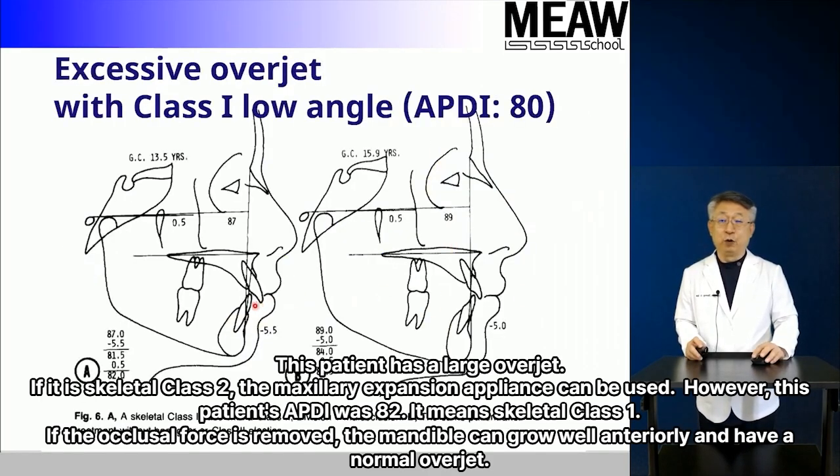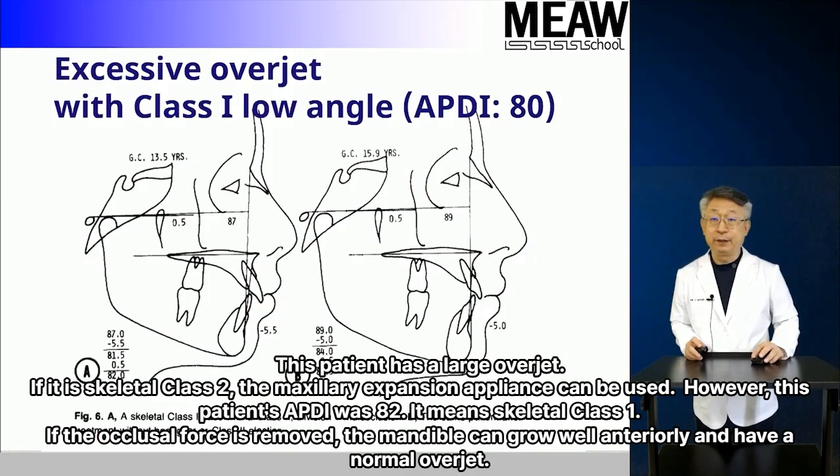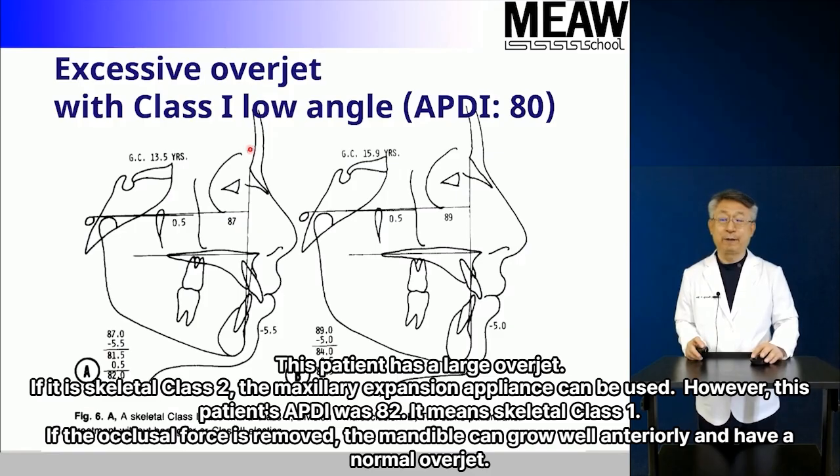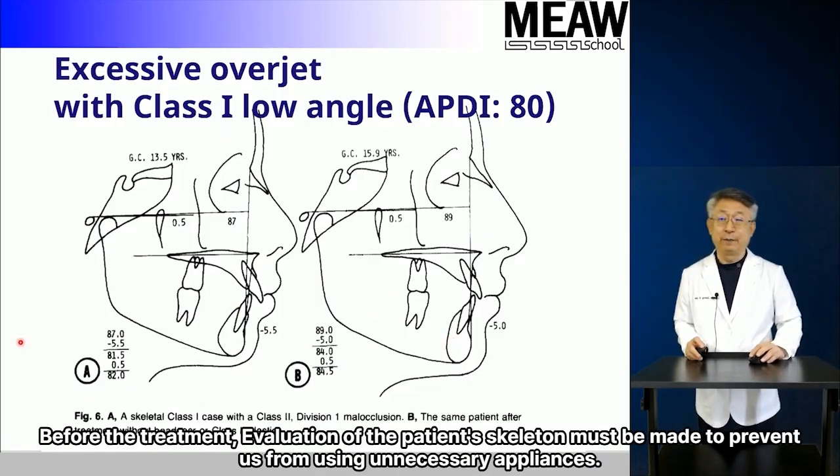This patient has a large overjet. If it is skeletal Class 2, the maxillary expansion appliance can be used. However, this patient's APDI was 82. It means skeletal Class 1. If the occlusal force is removed, the mandible can grow well anteriorly and have a normal overjet. Before the treatment, evaluation of the patient's skeleton must be made to prevent us from using unnecessary appliances.